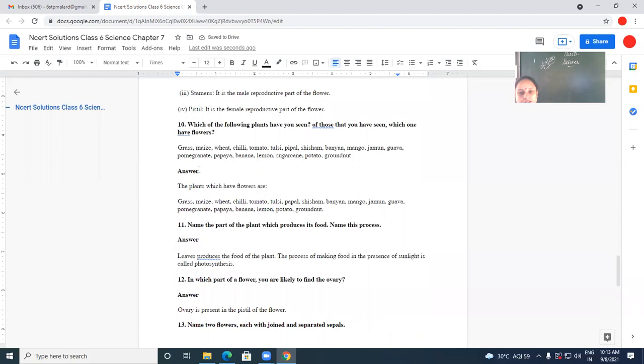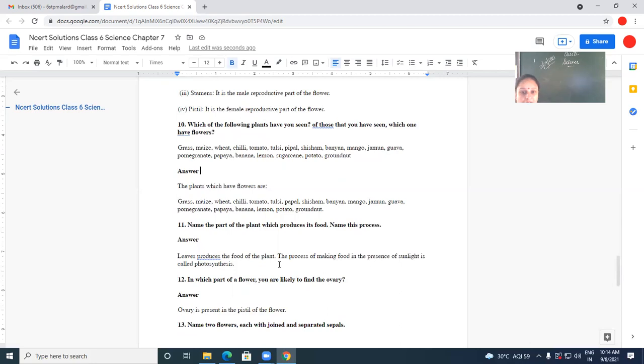Let's move on to question number 10. In which of the following plants have you seen has got flowers? So we see all the plants which were mentioned here, they have got flowers, right? So this one again we will not do in the copy. We will only note them down in the book.